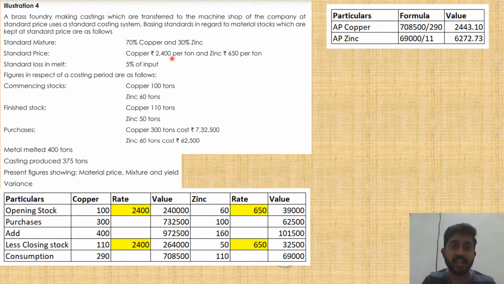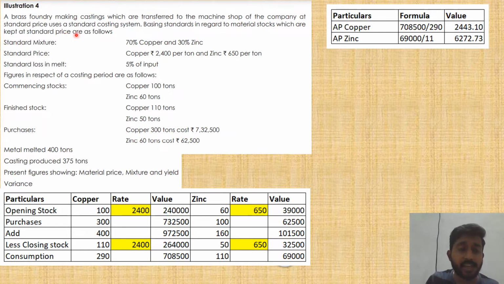This is yet another different problem. It has directly the standard quantity; actual quantities are not given. However, they have given the stock movements. Let's read the problem. A brass foundry. Brass is something which we use in our daily life. It is made up of two components, which are copper and zinc.